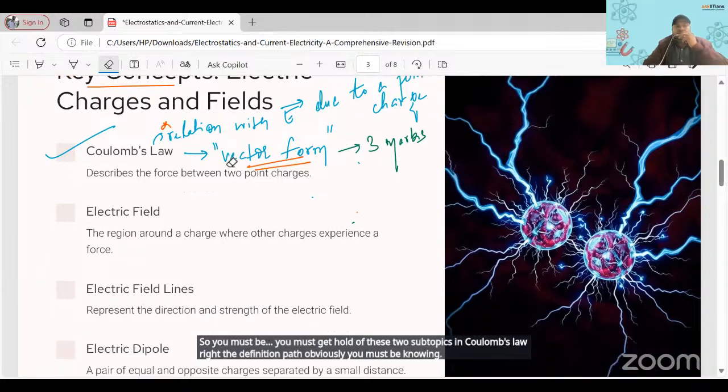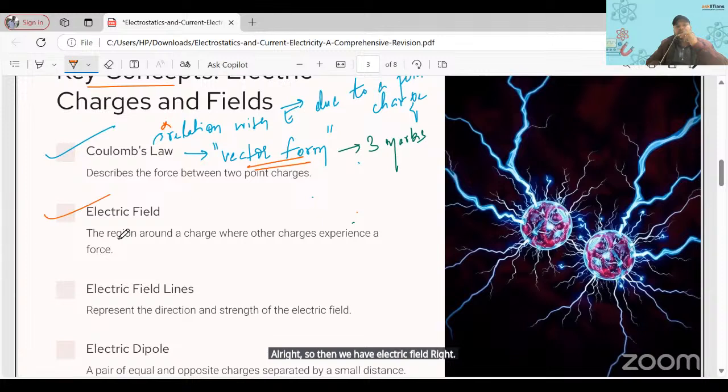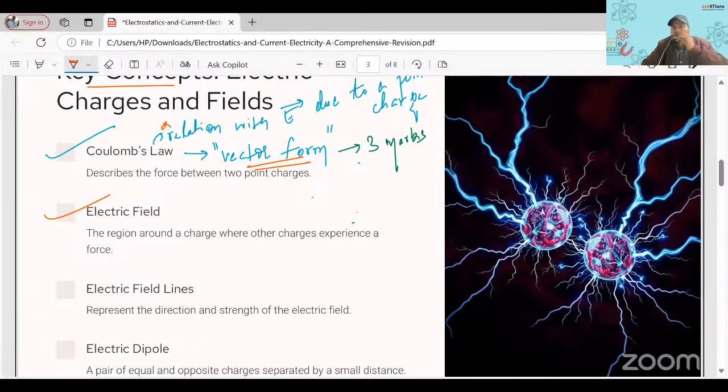Then we have electric field. The normal definition due to a point charge, obviously you already know. I think I am audible now.